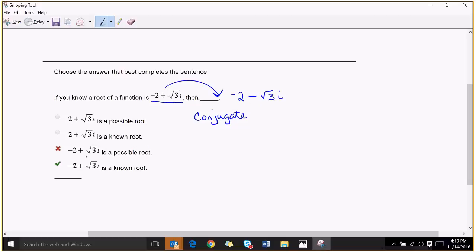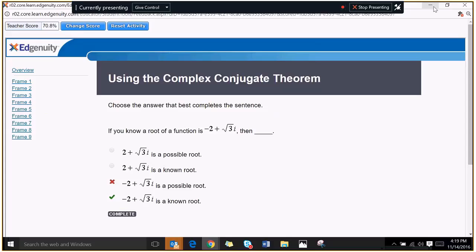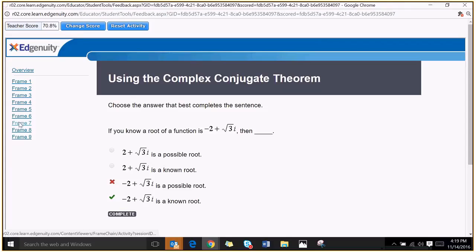Oh, okay. It says 2 plus, oh, I'll have to put in this is wrong. It would be -2 minus 3i is the other root. So this one should have a minus here. I'll let Ingenuity know that. But it always has the conjugate as well as a root.